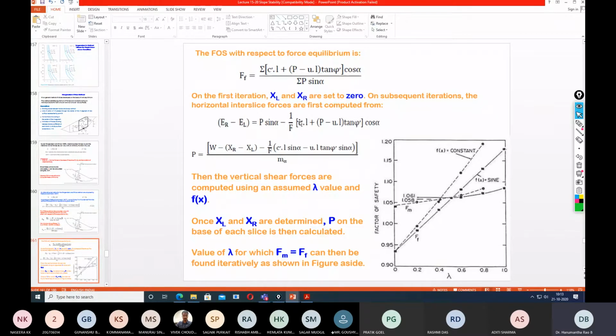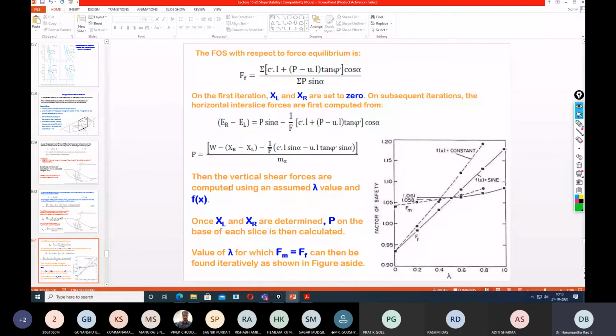So keep on substituting and keep on assuming some values. Initially, the XL and XR values are set to 0 and the normal forces are computed, and thereby the factor of safety is determined. It is not that easy as I say. Please try to understand, this is only to give you glimpses of the most complicated form of the equation.